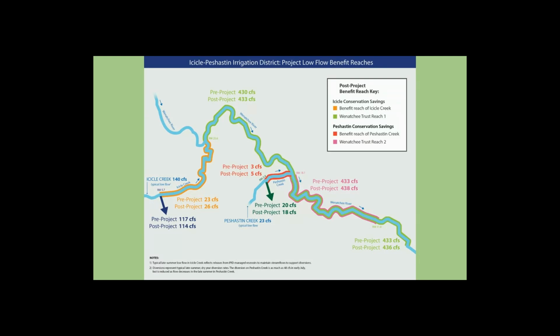I got a quick question. Pre-project 433, post-project 438 in the downstream section of the Wenatchee. Then you go down to that last reach in the Wenatchee, and it's 433 and 436. Oh, yeah, that's a typo. It should be 5 CFS, so that's a typo. Thanks. Okay.